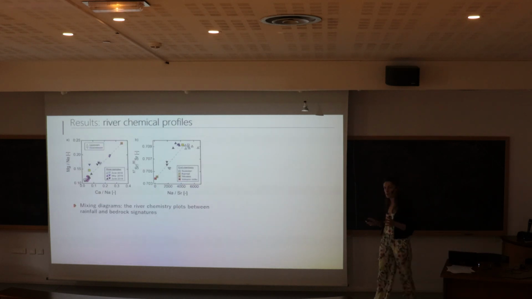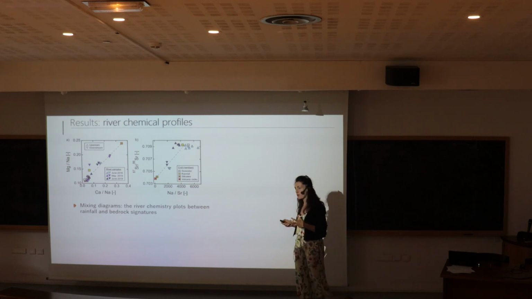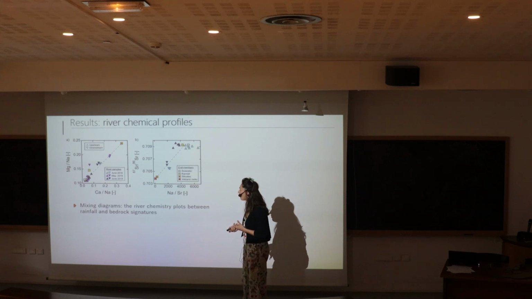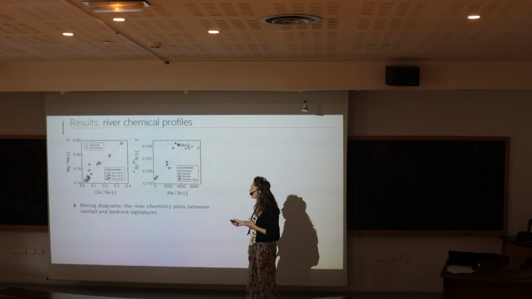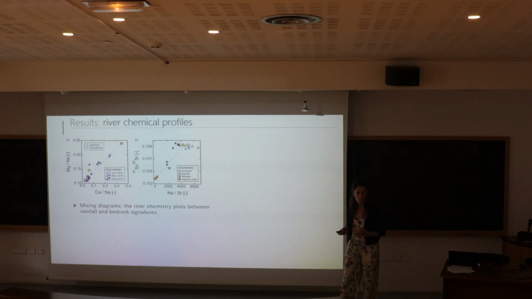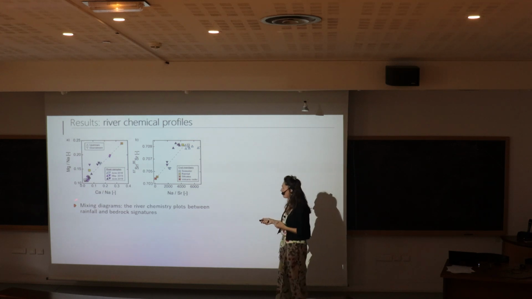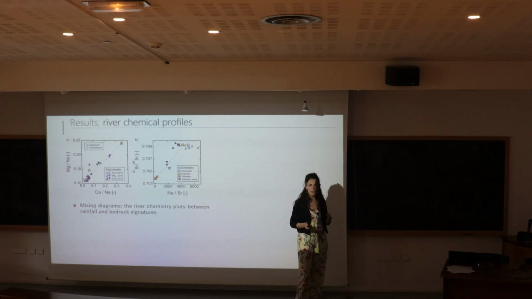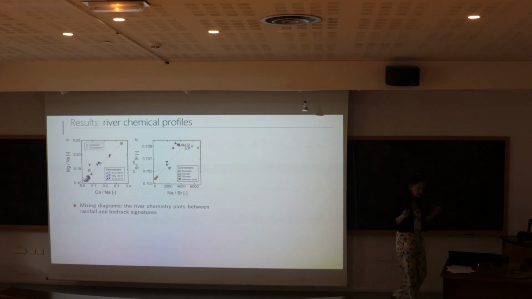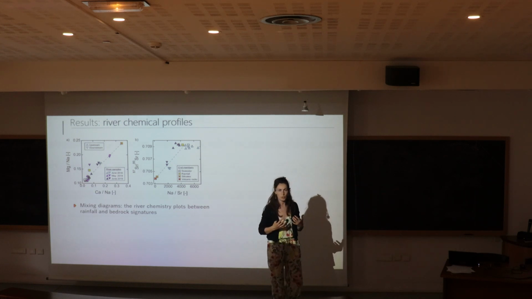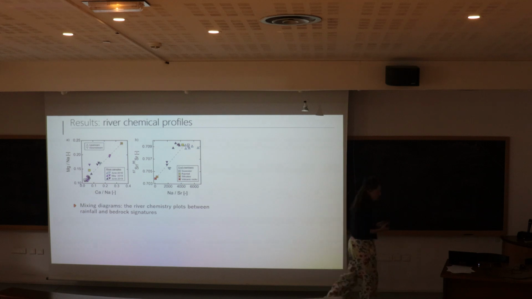All right, so here are first the data that we have on the chemistry of the river. What you see here is a very simple mixing diagram, and you can see that the points of the river fit in between these two end members that I've described previously, which are the rainfall end member and the silicate, the basalt end member. So it means that indeed the river is a mixing of water that has the composition of the rainfall and of water that has seen the basalts.